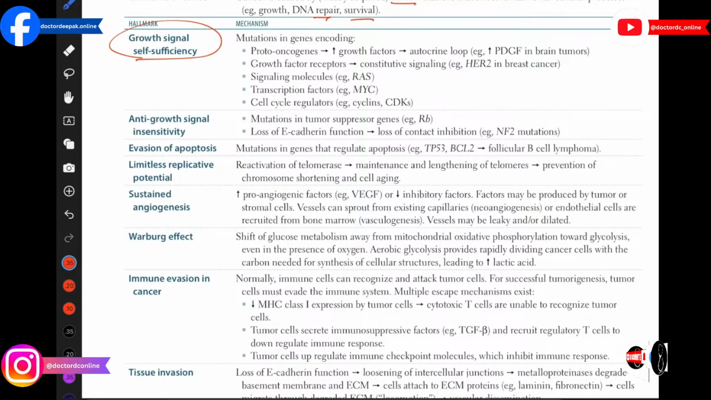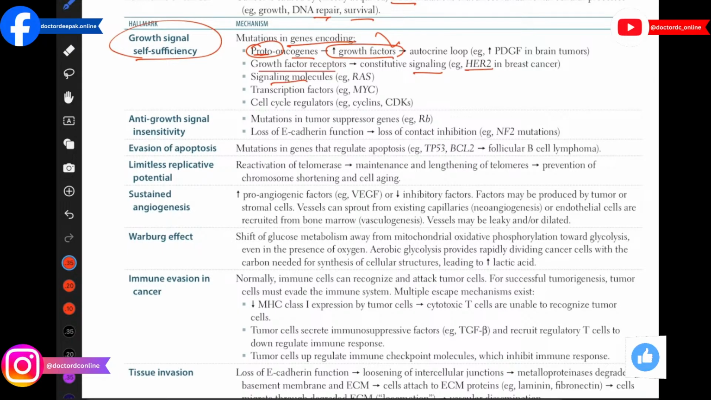This happens due to mutations in genes encoding proteins. It can be due to proto-oncogenes that are responsible for cell proliferation and increase cell growth. Due to overexpression of proto-oncogenes, there will be an increase in growth of cells. Taking the growth factor receptors, they also constitute signals, most likely HER2 in breast cancers.